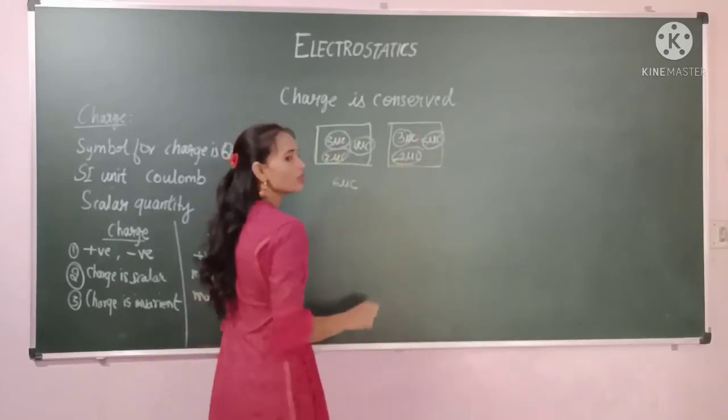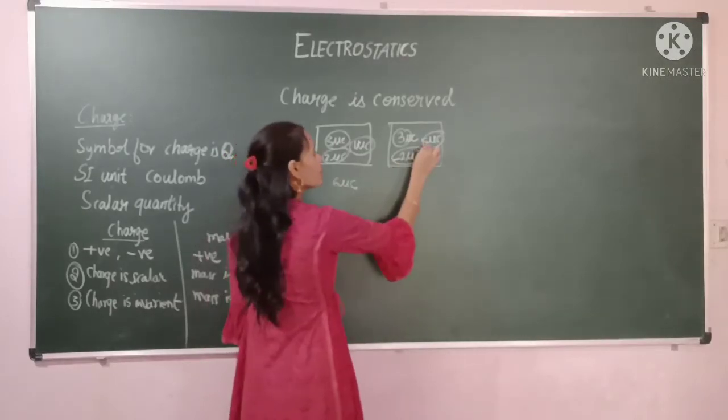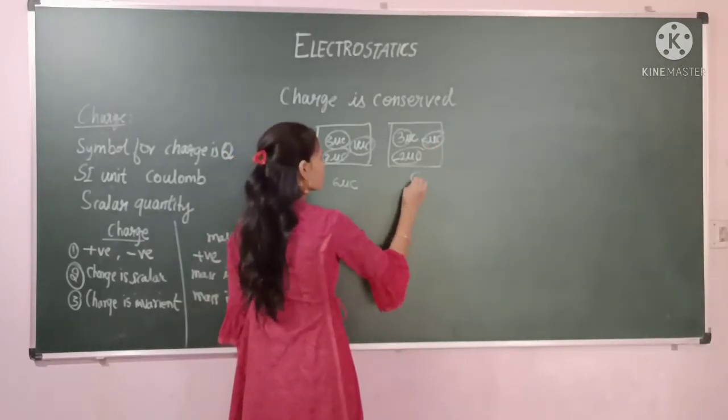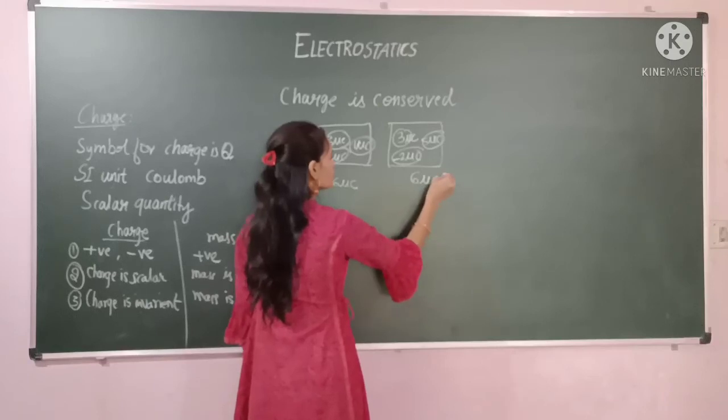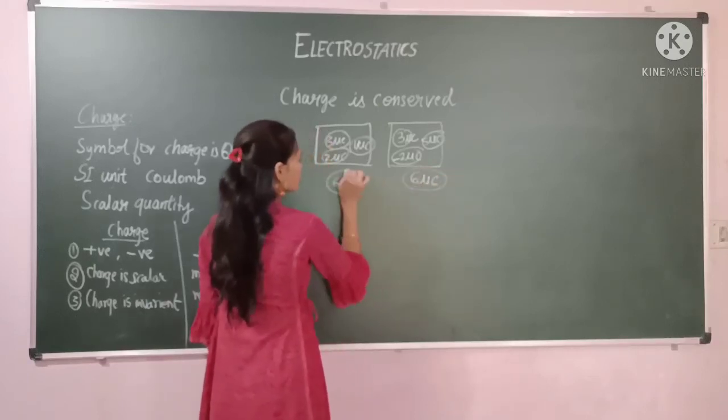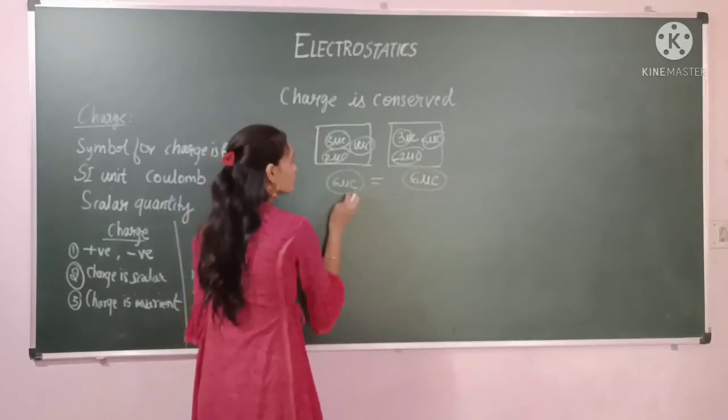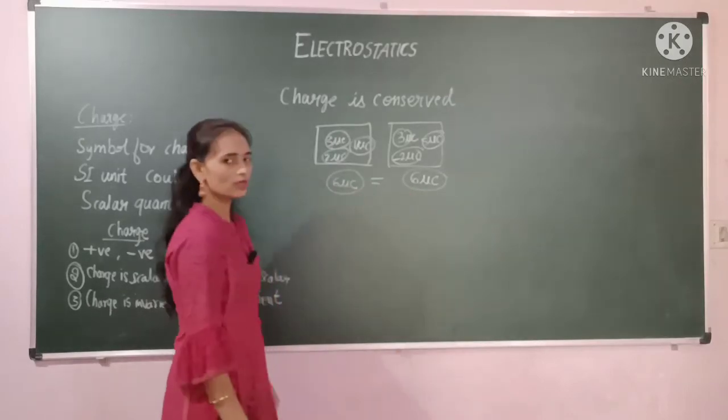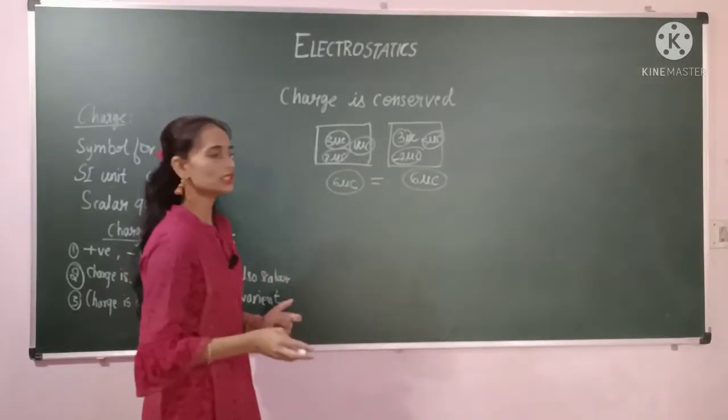3 minus 2 is how much? 1. 1 plus 5 is again 6. So here also its value is 6 microcoulomb. This value is also 6 microcoulomb. So the number of charges will always remain constant in an isolated system.